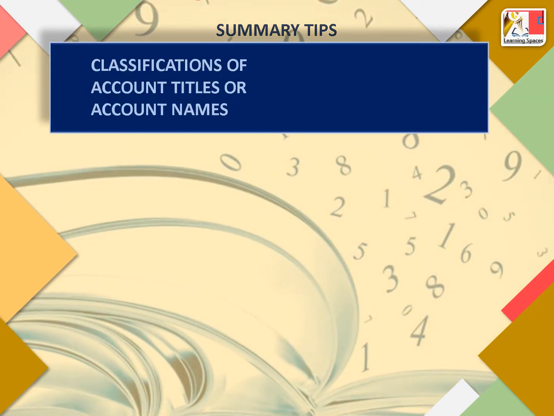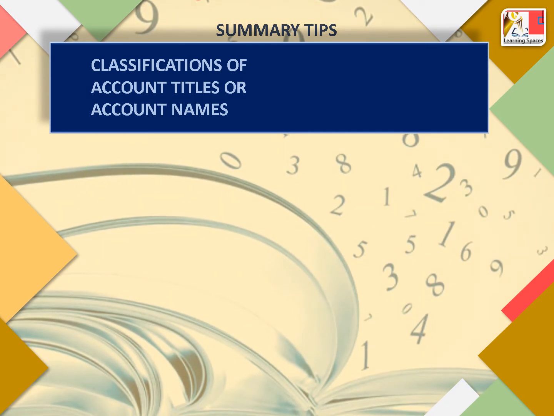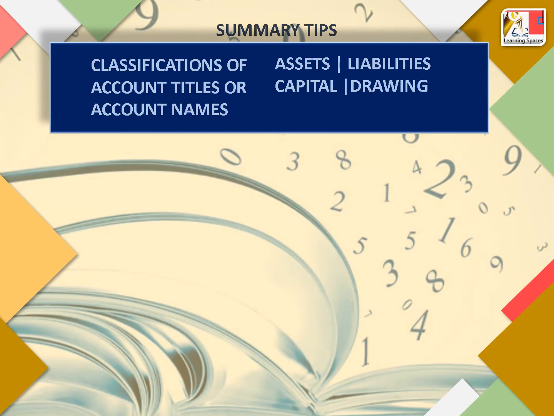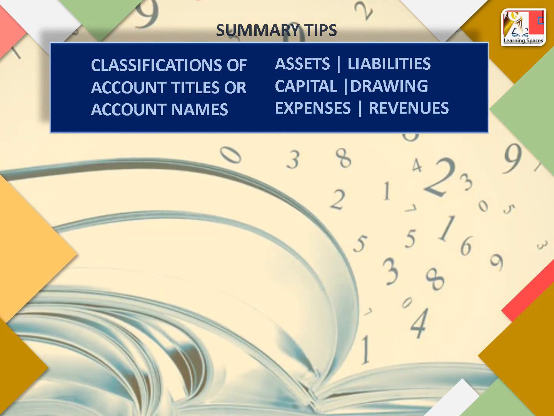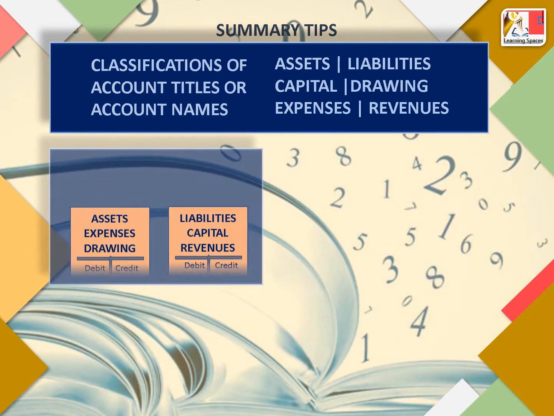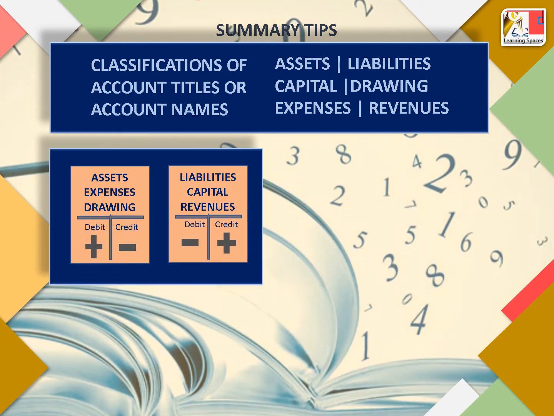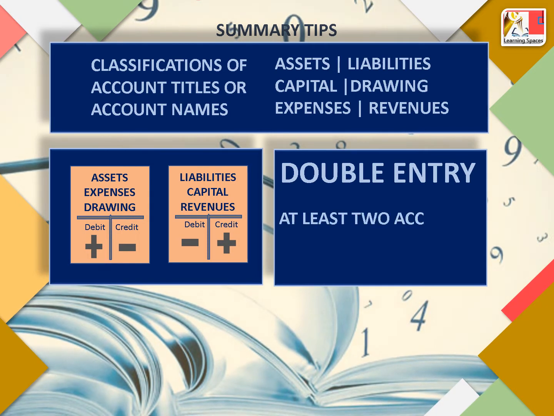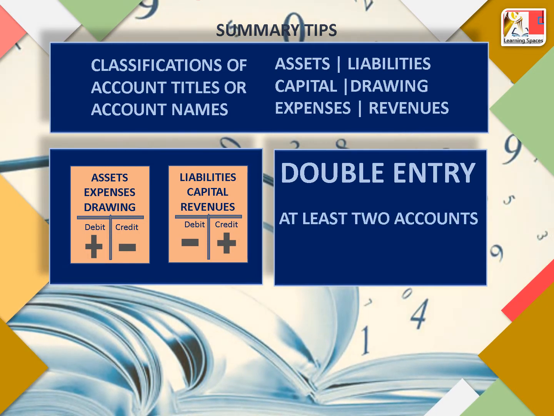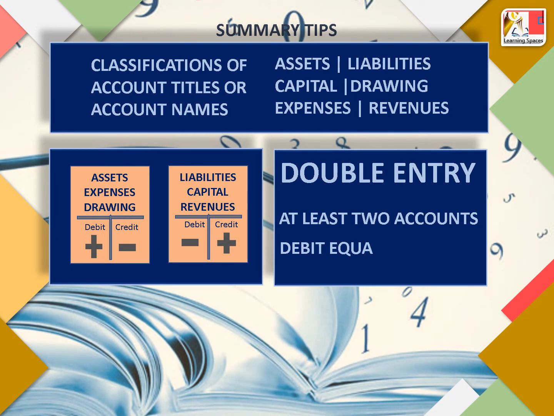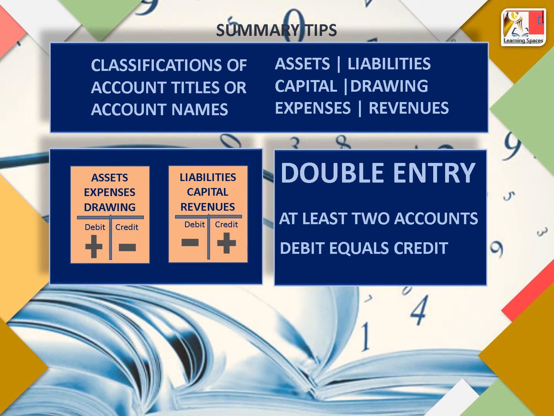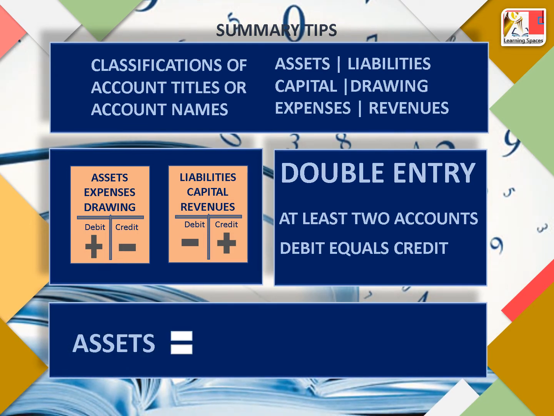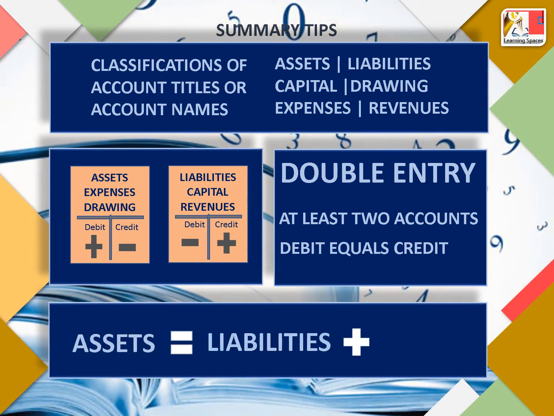First, be familiar with the account titles and their classifications, whether they are assets, liabilities, capital, expenses, or revenues. Second, be familiar with the basic decrease side and increase side of account titles. Third, make sure to follow the double entry system, which demands that at least 2 accounts must be affected by each transaction, and the debit and credit sides must always equal after plotting each transaction. Fourth, always imagine or observe whether each journal entry is respecting the equality of the accounting equation.